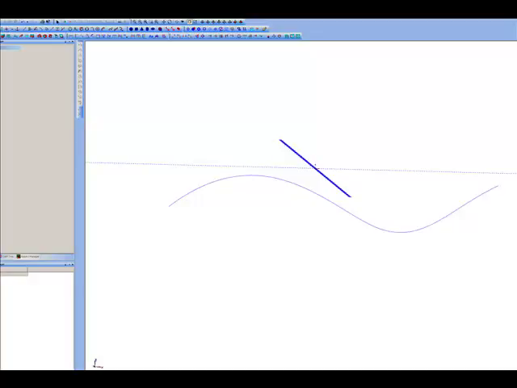So anyway, that's kind of a visual on what bounds data is.